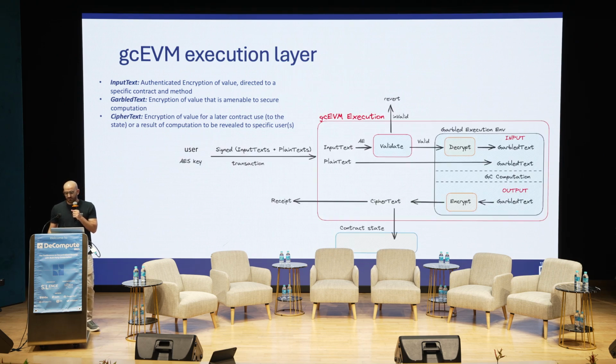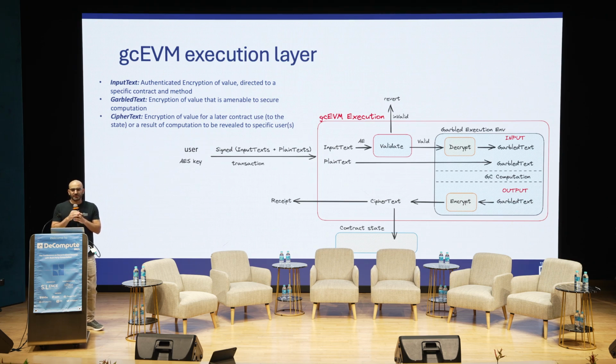So the overall flow will be as follows. Users will send transactions to the gcEVM execution layer, and those transactions will include both input text and plain text. The idea of input text is that they contain a ciphertext as well as a signature on the metadata of the ciphertext. And metadata contains the address of the sender as well as the destination of that ciphertext, which is the contract address, as well as the specific method that the user wanted to call.